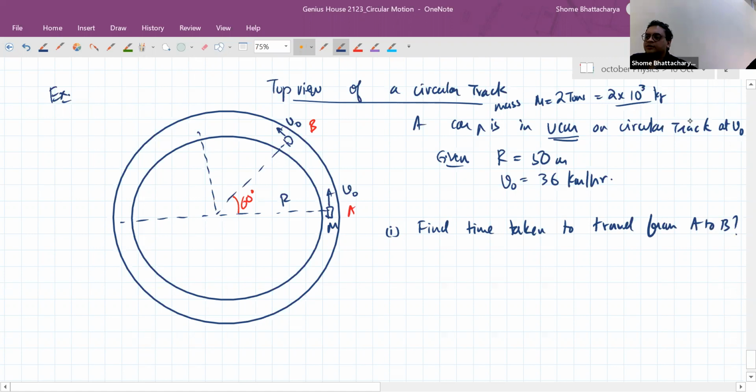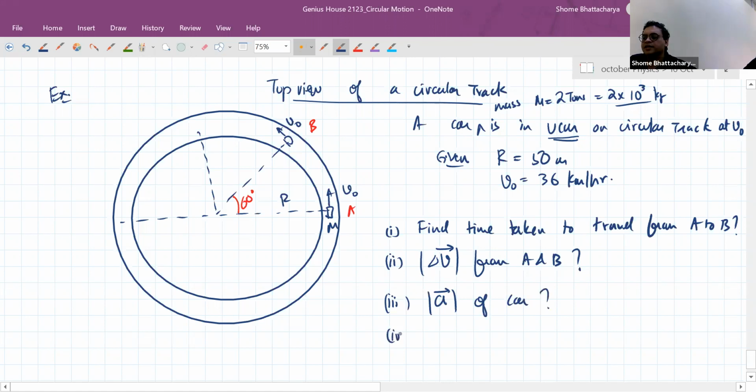Okay, so the angular displacement between A to B is 60 degrees, as you can see in the diagram. Okay, then I also wanted to do some general type of calculations like the change in velocity vector from A to B. So this has nothing to do with the type of calculations we've done till now. Okay. Then next I want you to find the magnitude of the instantaneous acceleration of the car. Okay, and therefore from that I need to find the frictional force acting on the car.